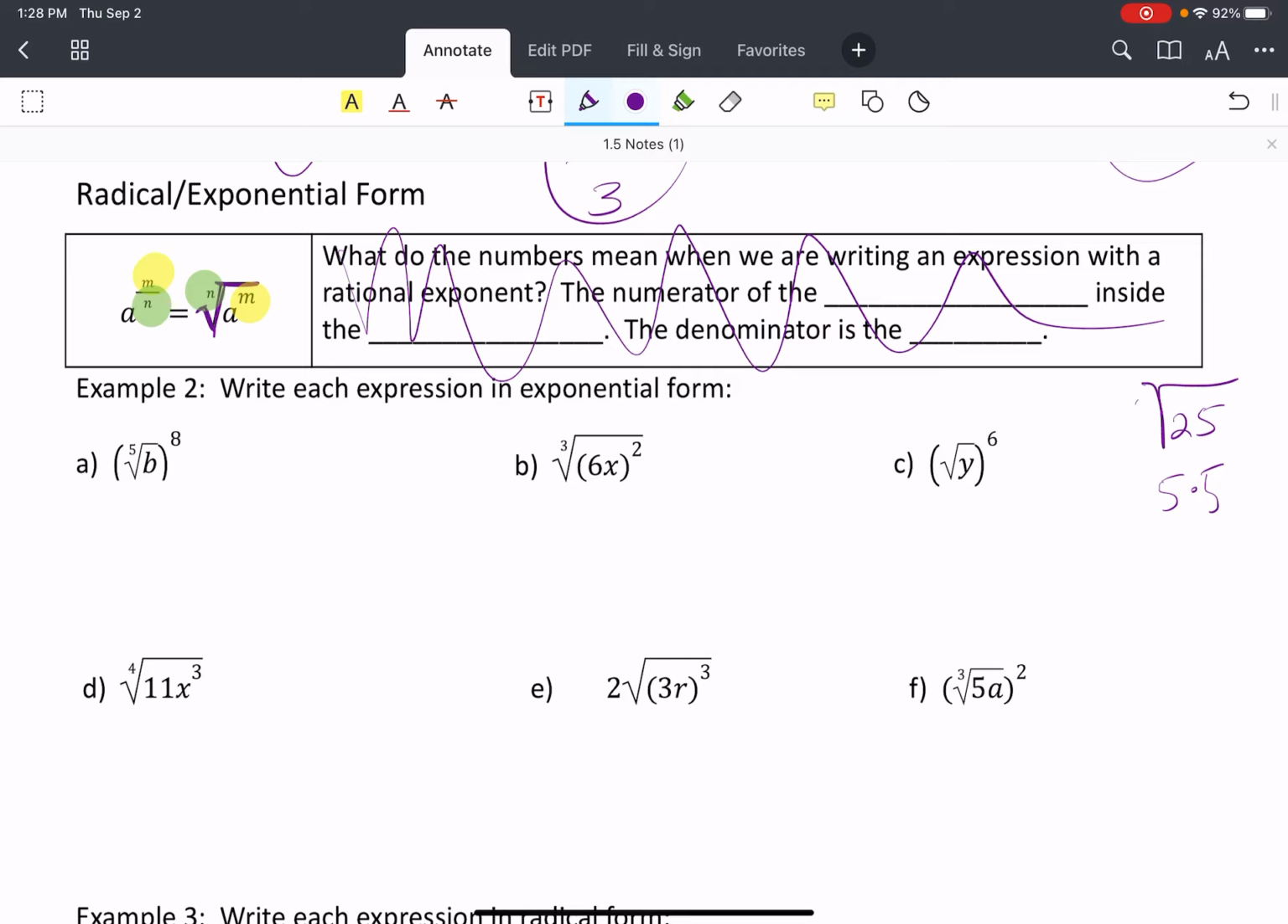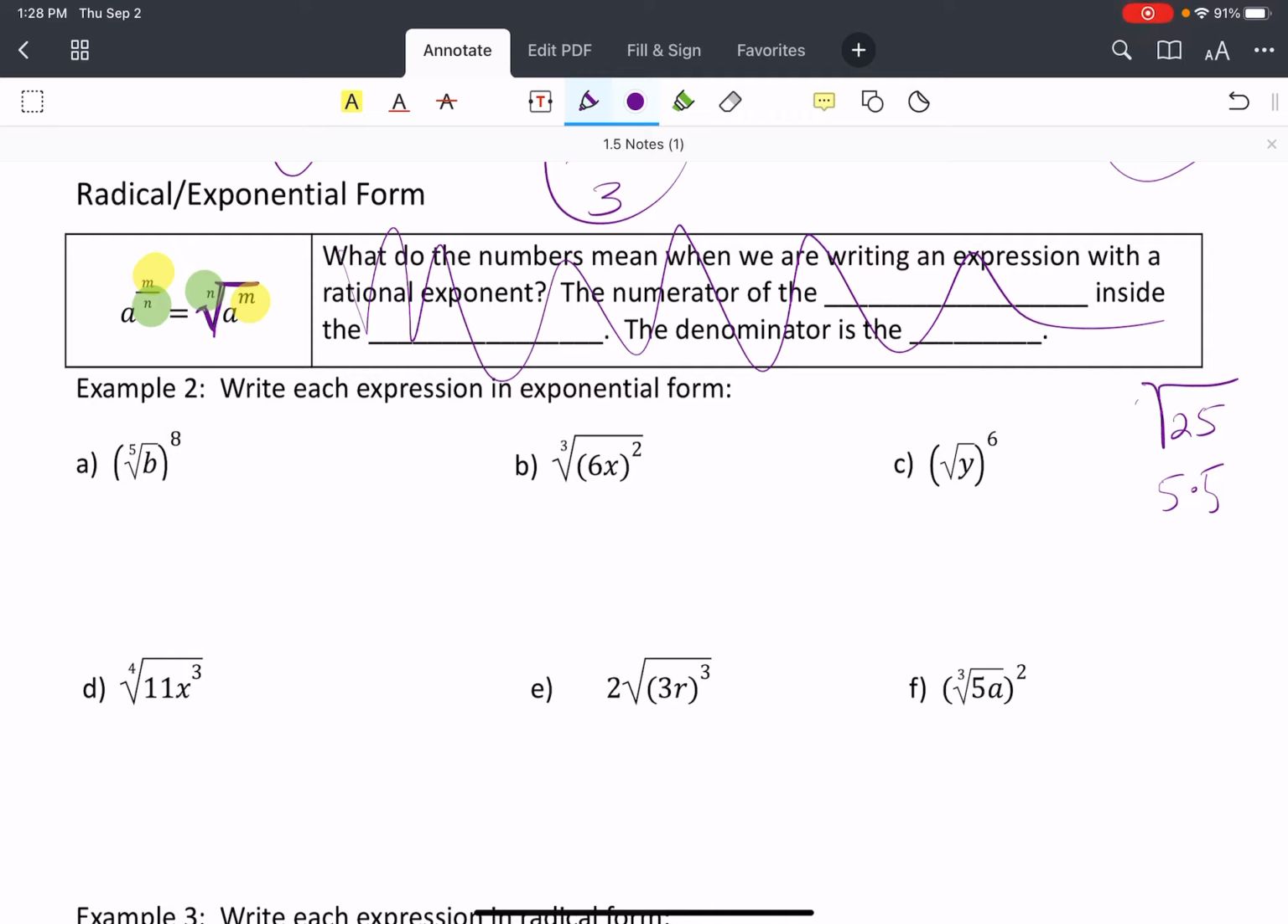So a radical is like making the numbers smaller and the exponent is making the numbers bigger, right? Because it's this number times itself, okay? So these radicals are still exponents. They're just fraction exponents because they're making things smaller, okay? So basically all we've got to figure out is how to convert it.